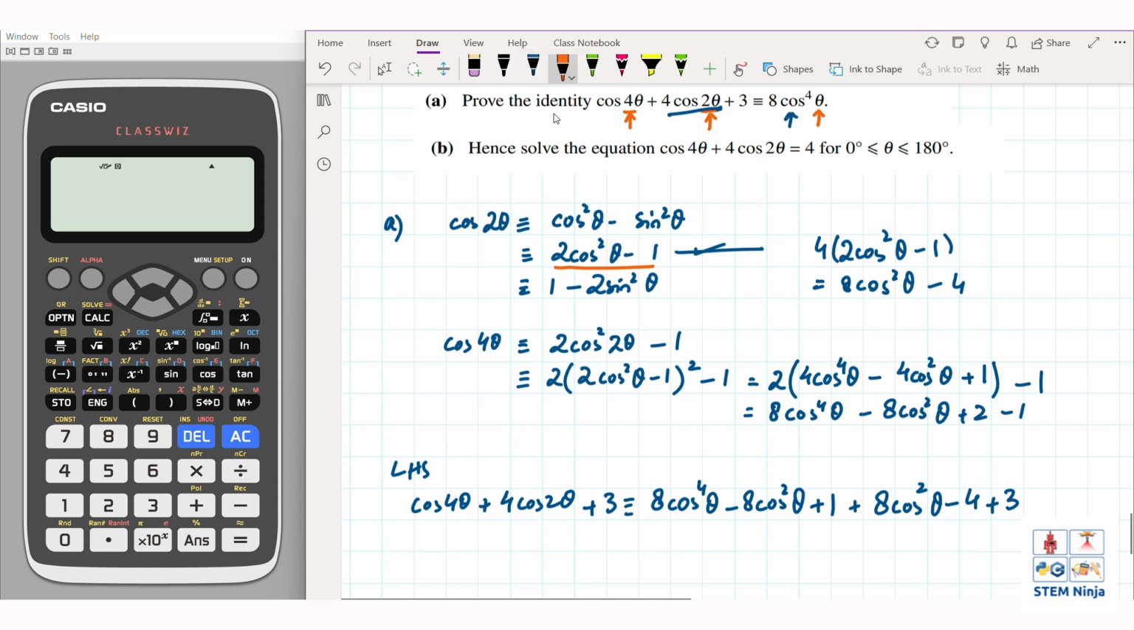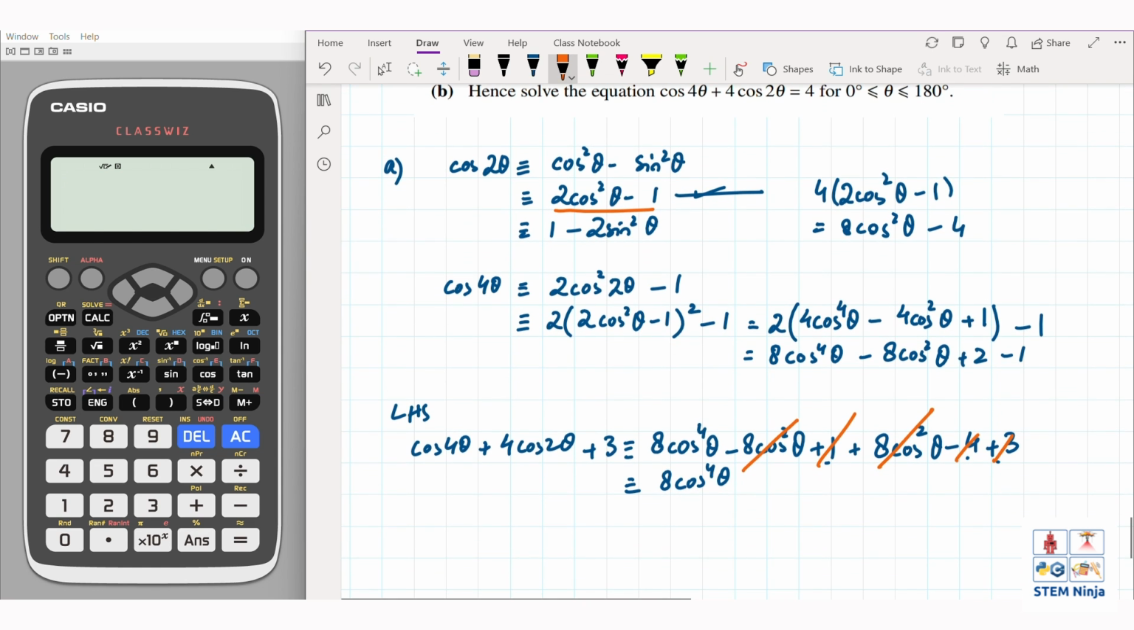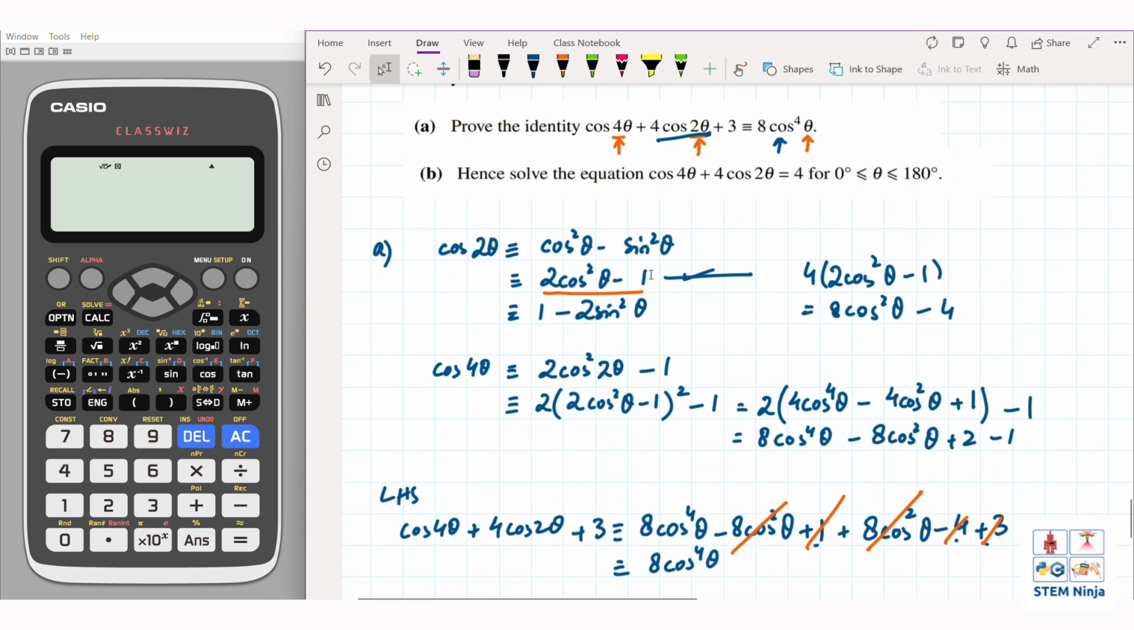And as we can see over here, minus 8 cos squared plus 8 cos squared, they will cancel out. We are left with 8 cos raised to power 4 theta plus 1 minus 4 plus 3, they also cancel out. So we are left with 8 cos raised to power 4 theta. So therefore, left hand side is identical to right hand side. All right.